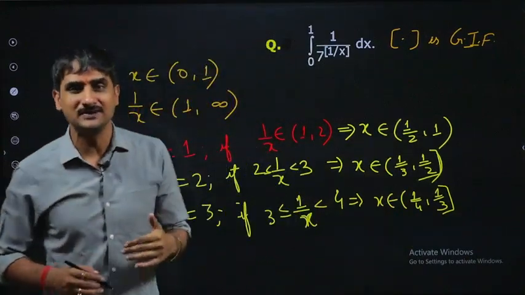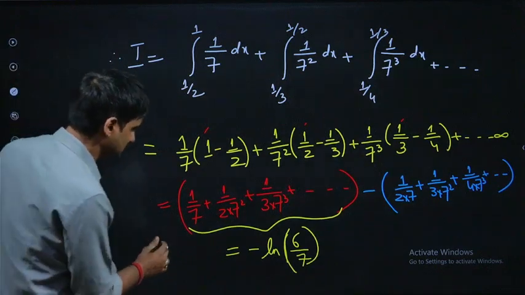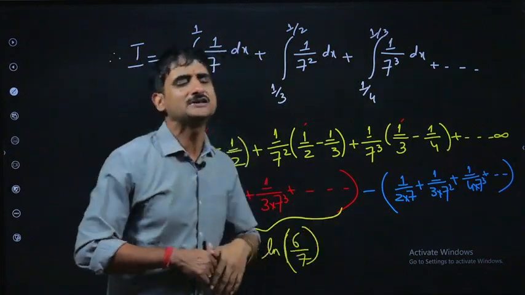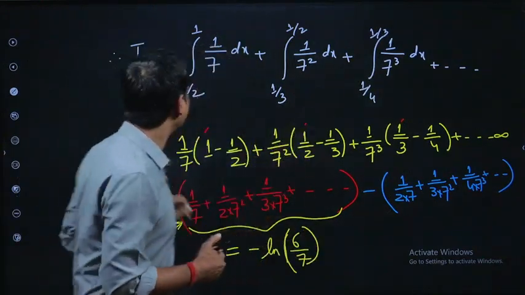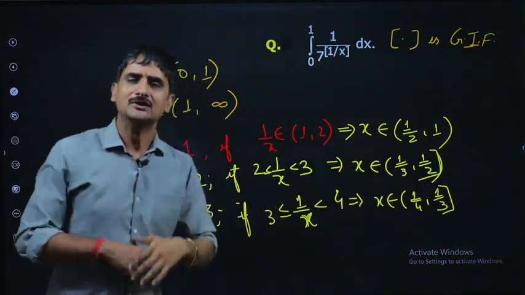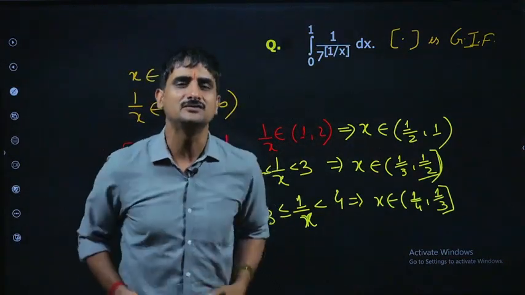So again I will repeat, the importance of this question for me was the use of the logarithmic series to evaluate such a series, and of course how to take care of the box bracket greatest integer function in such cases. Okay, so those were two important aspects I thought I wished to discuss with you.